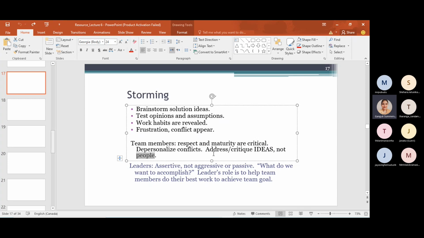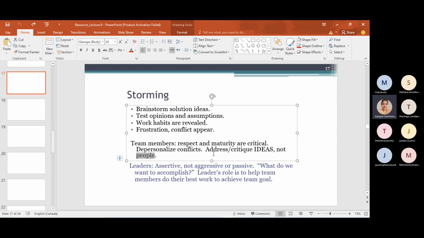That means if you have to criticize, criticism is completely fine. If you feel like you need to criticize, you need to criticize the idea or the opinion, but not the person. So these are the qualities that the team members should have during the storming stage.